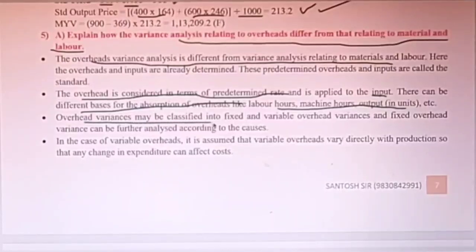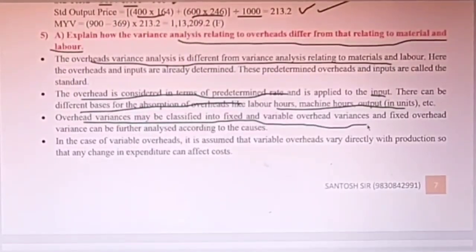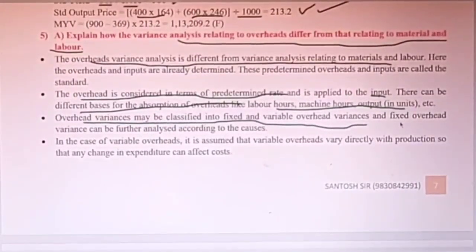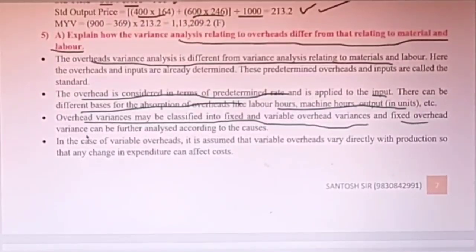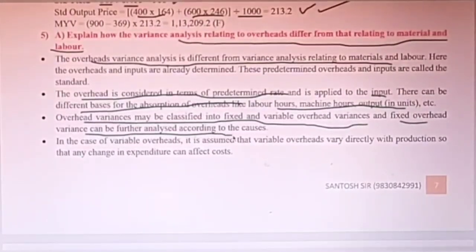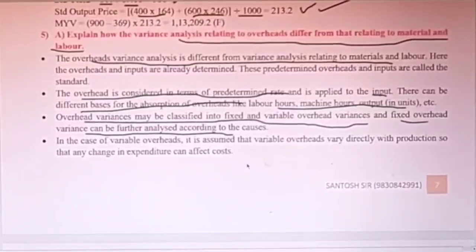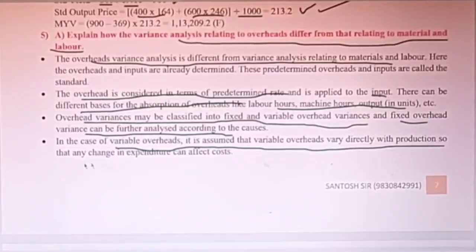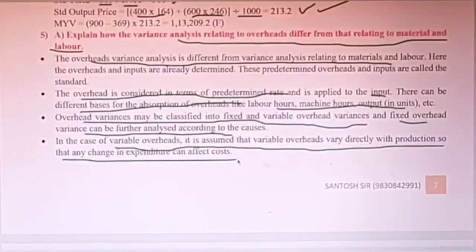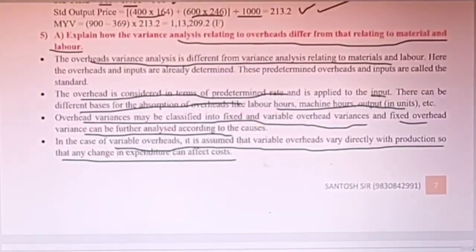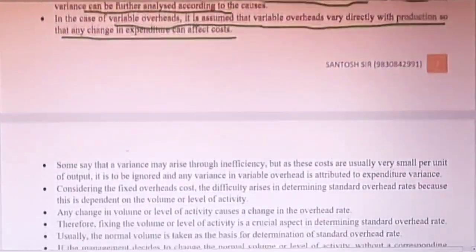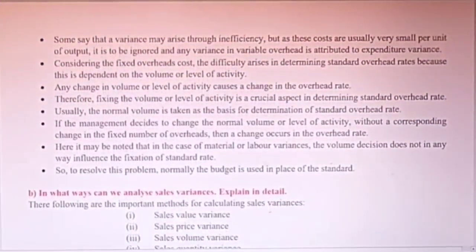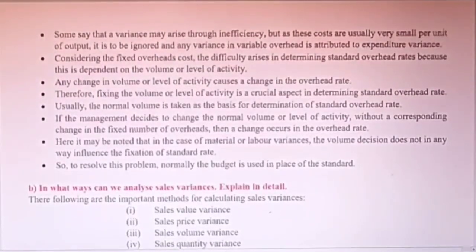Overhead variance may be classified into fixed and variable overhead variance, and fixed overhead variance can again be divided into different types. In the case of variable overhead, it is assumed that the variable overhead varies directly with production, so that any change in the expenditure can affect the cost. So like this you can write the differences between the two overheads.